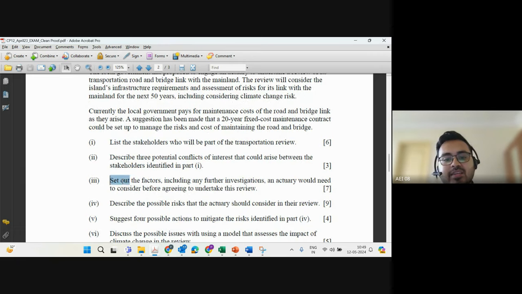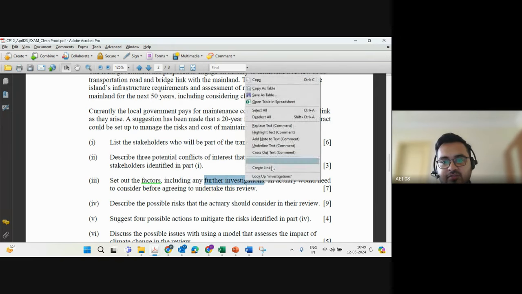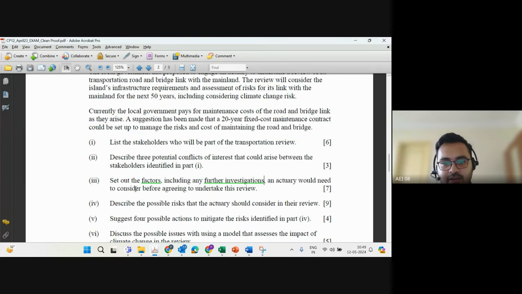Next question says, set out the factors, including any further investigations that an actuary would need to consider before agreeing to undertake this review. So before you answer this, there are a few things that change the entire question. First, let me underline the stress word, which is factors. Next it says further investigations. And the most important one is before agreeing. So these 3 things change the entire crux and ask of the question.